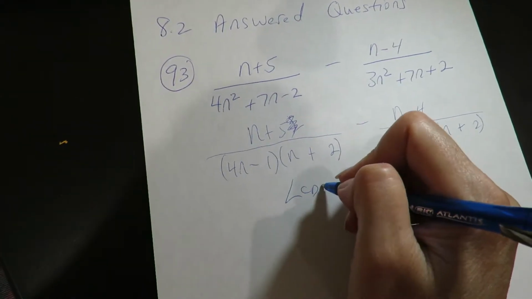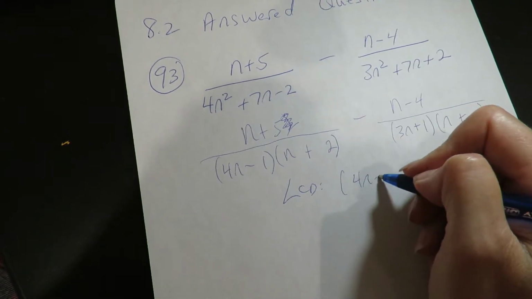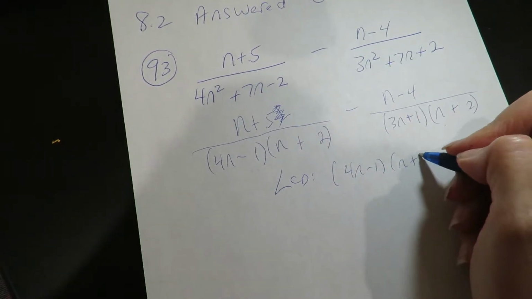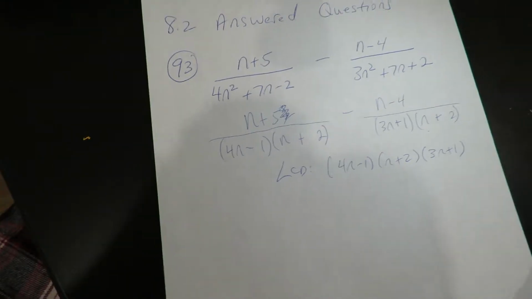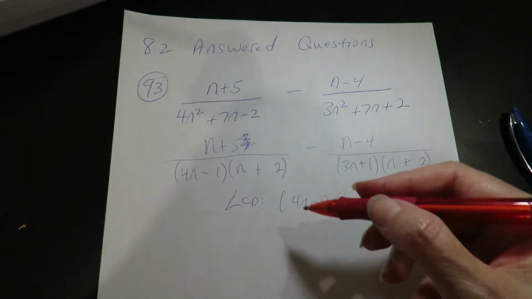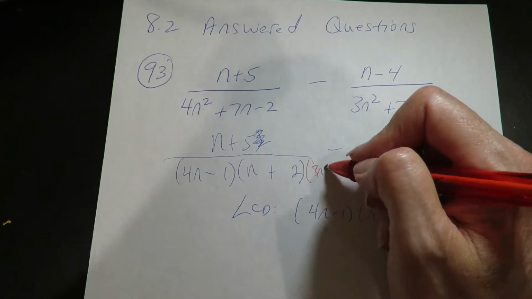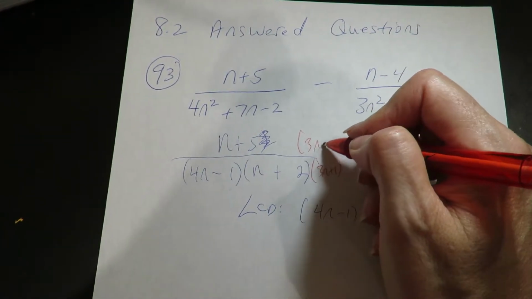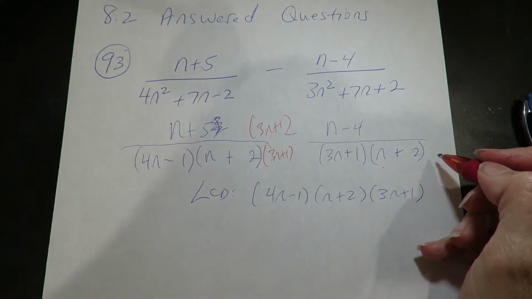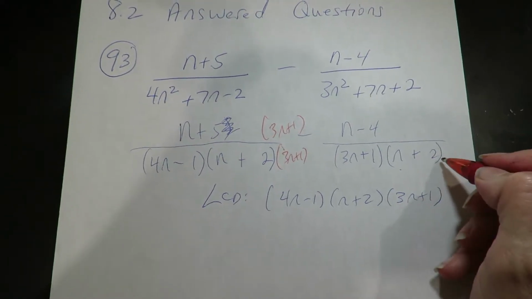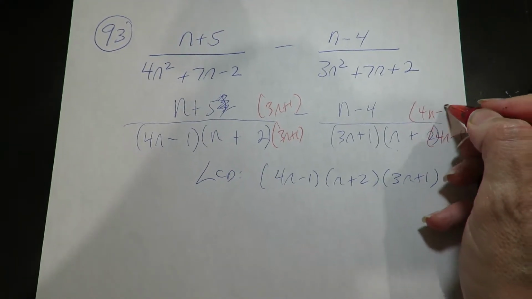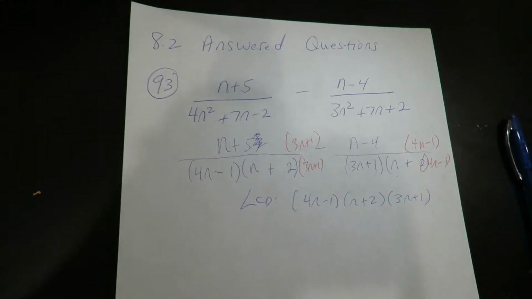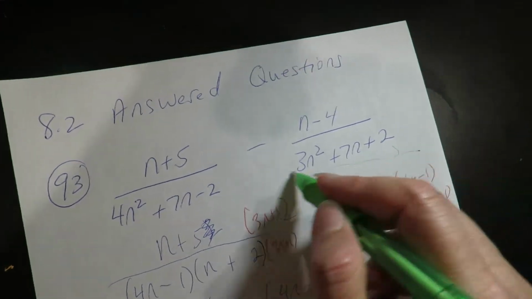Alright, so let's do the LCD here. LCD is going to be 4n minus 1, n plus 2. What else do we need? We need a 3n plus 1. Okay, so let's balance this. So this guy's missing the 3n plus 1. And this guy is missing the 4n minus 1. Woo, this one is fancy, and I'll show you why in a second.